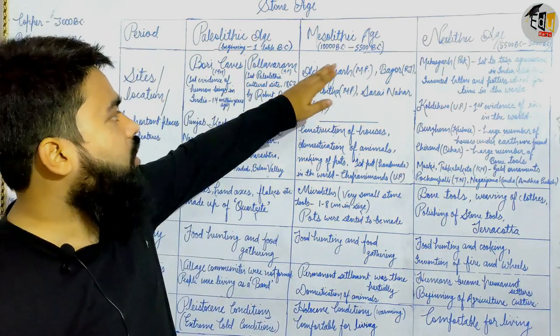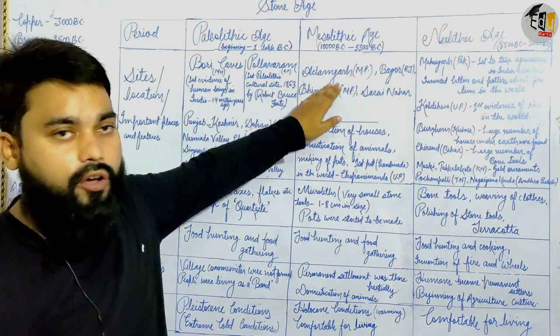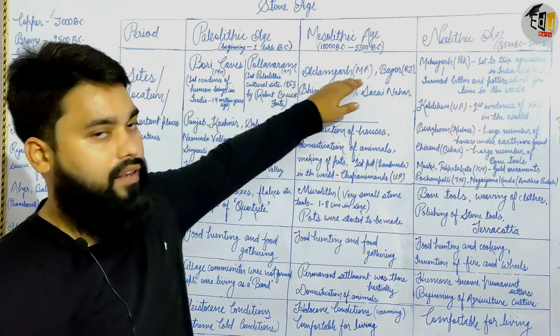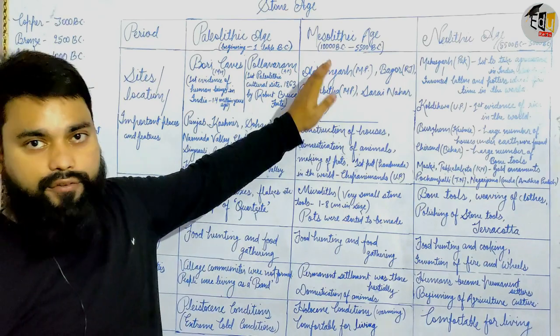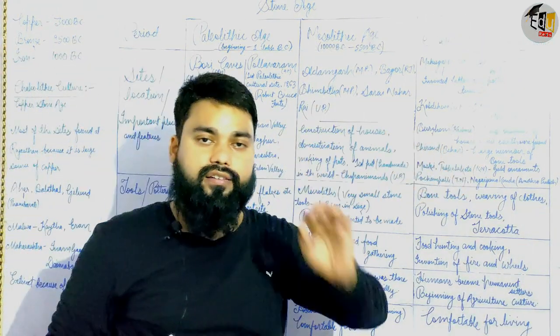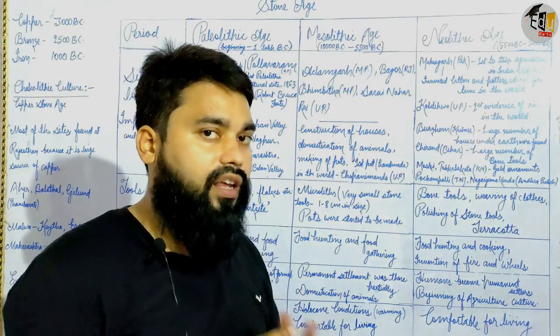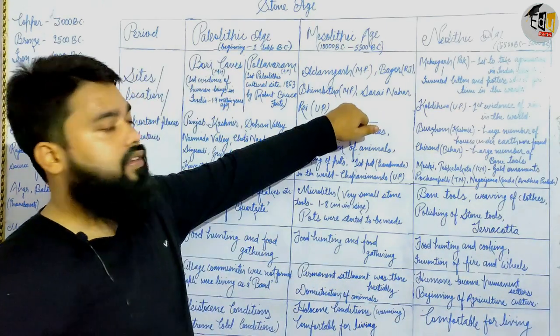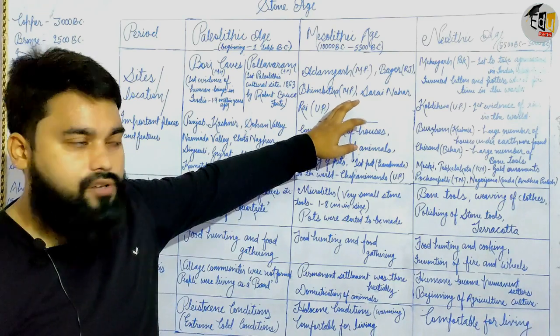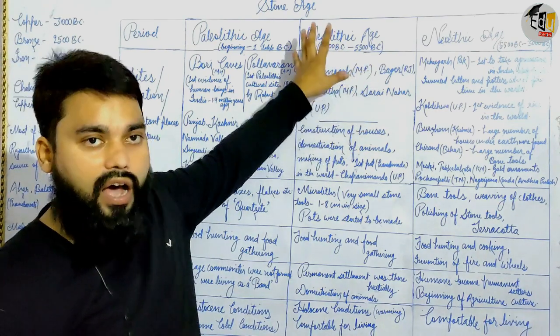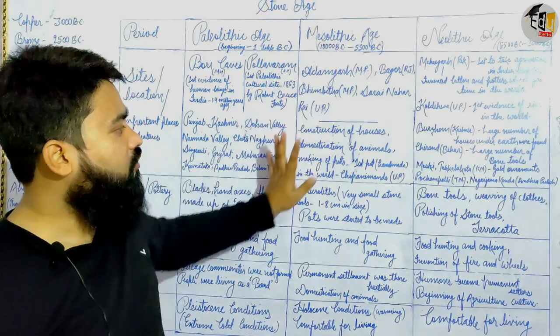So the sites of Mesolithic age have been found in Adamgarh, which is in MP, Bagor, which is in Rajasthan, Bhimbetka caves, very famous cave. It is a sure shot question in any examination. So that's in Madhya Pradesh. Now Sarai Nahar Rai, that's in Uttar Pradesh. So these all are the sites which are of Mesolithic age and are very important.